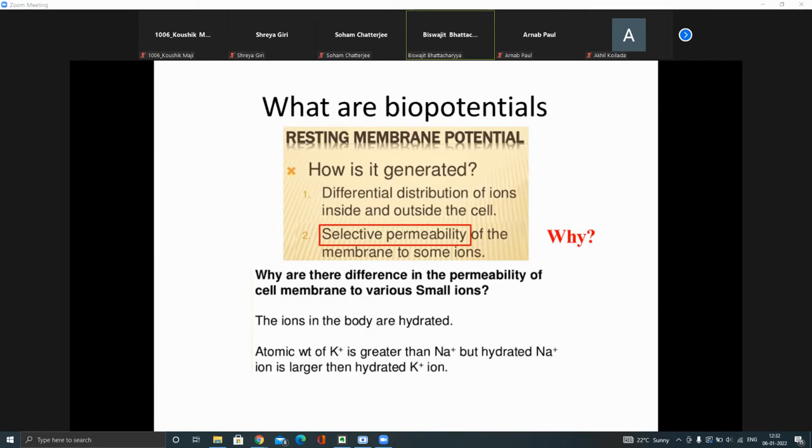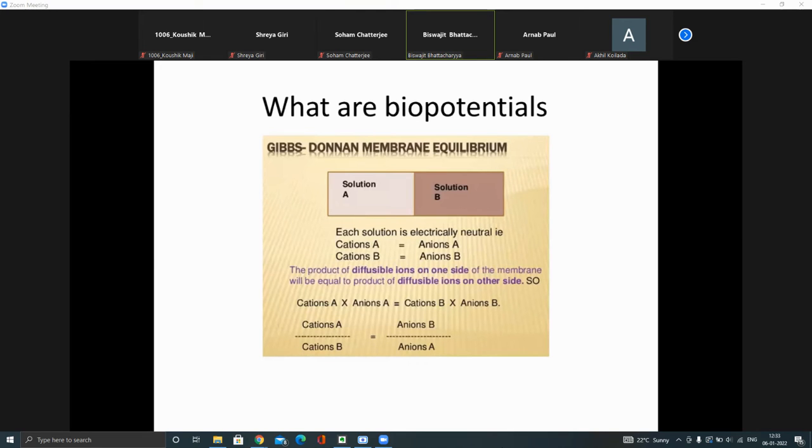Selective permeability happens due to the characteristic feature of the membrane material, and at the same time due to the size of the ions. Some ions, after getting hydrated, meaning after getting bonded with water, have a higher size, so they cannot pass easily. Although the atomic weight of potassium is larger than sodium, the hydrated sodium has a larger size than the hydrated potassium ion. So the permeability of the sodium ion is relatively less, although it has lower atomic weight, because its size is higher after being bonded with water.